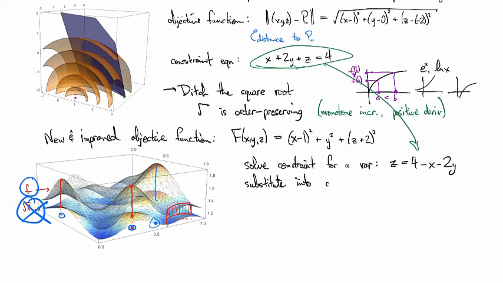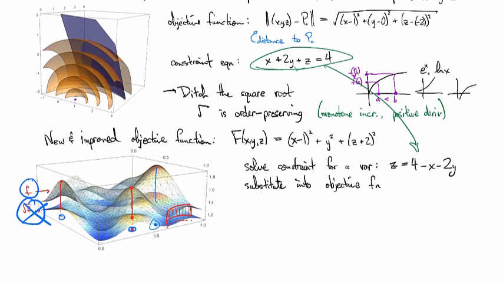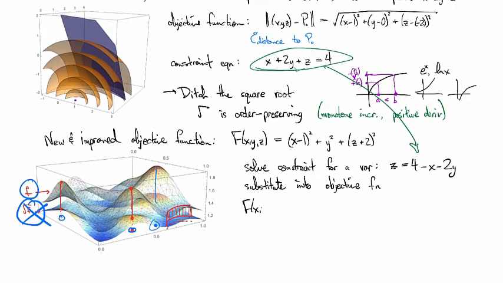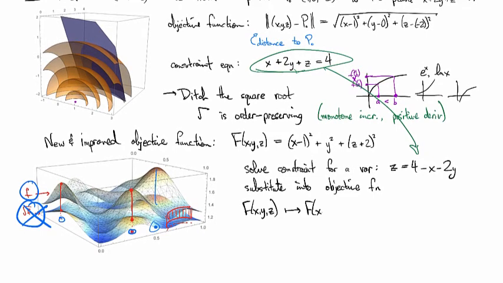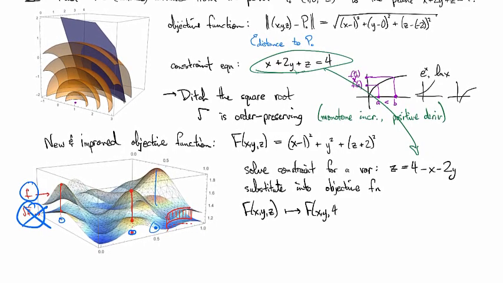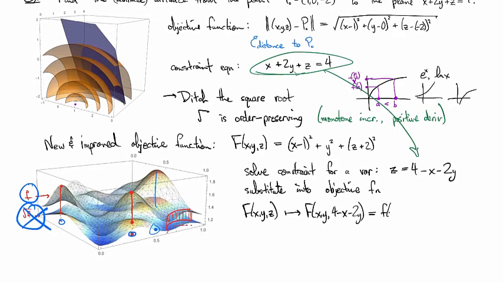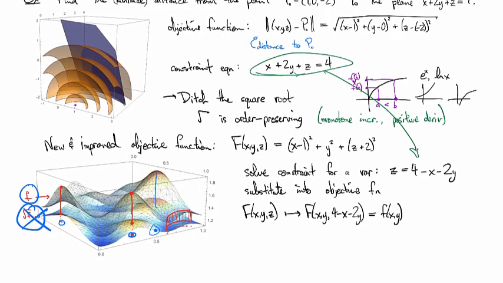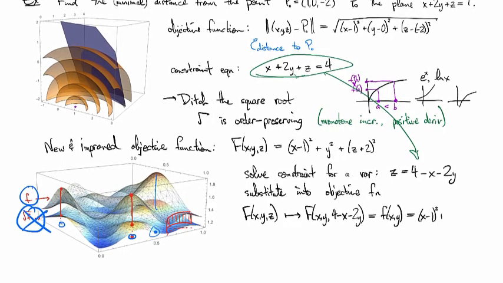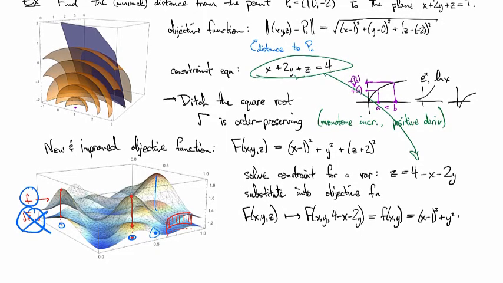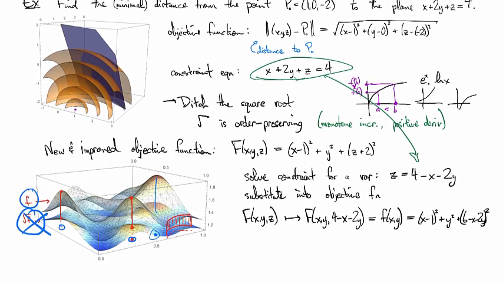Substitute this into the objective function. And so now we see f of x, y, z becoming f of x, y, and then we build the constraint into the function. And so I'll call this new one just f of xy, little f of xy. And so when we do that substitution, what do we get? We have x minus 1 squared plus y squared plus 6 minus x minus 2y squared.